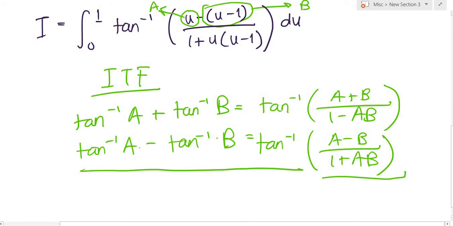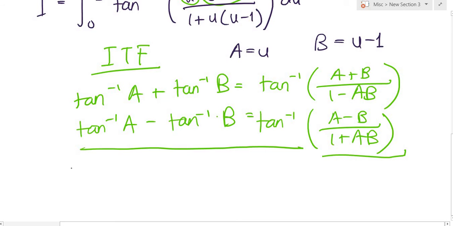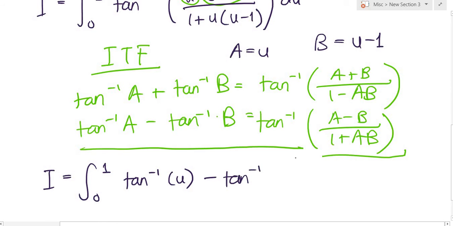We can just decompose our integrand into the inverse tangent of A minus the inverse tangent of B. So we know our A and B, so nothing else changes. We have integral from 0 to 1 of, instead of this thing that we just checked if this matched with our integrand, right? We can just decompose our integrand into tan inverse of A, and what's A? u, minus the inverse tangent of B, and what's B? u minus 1. And these two things are under one integral, du.